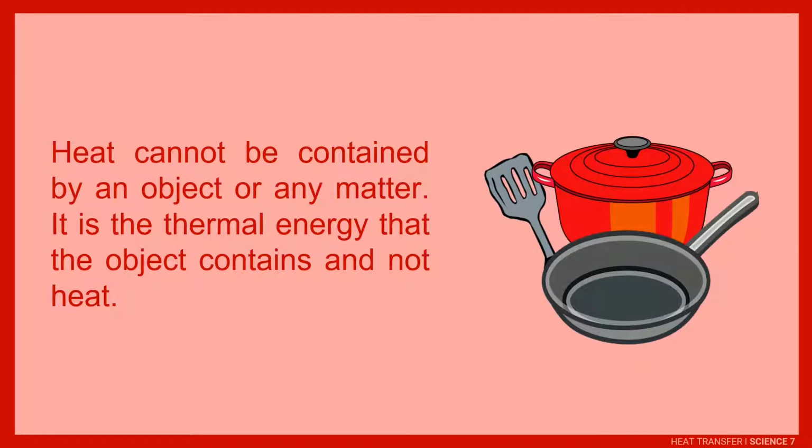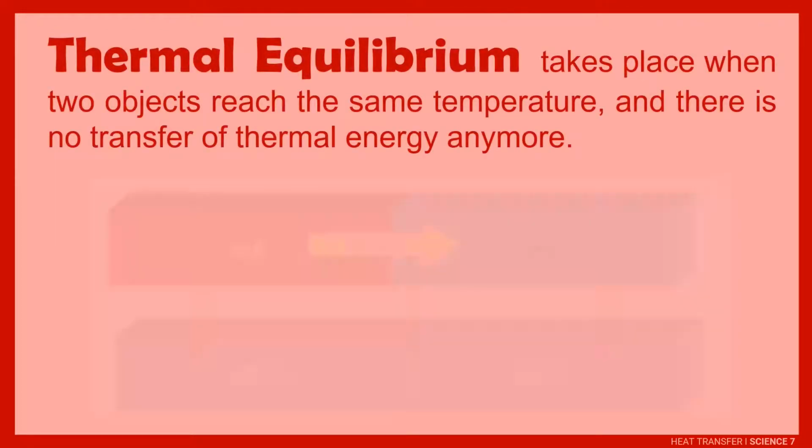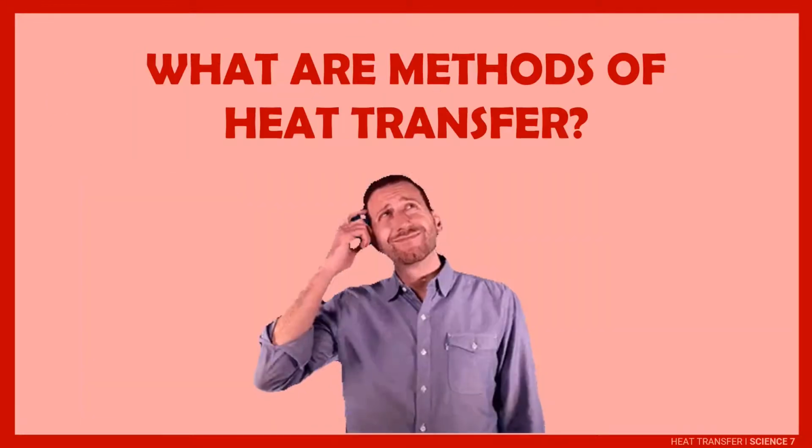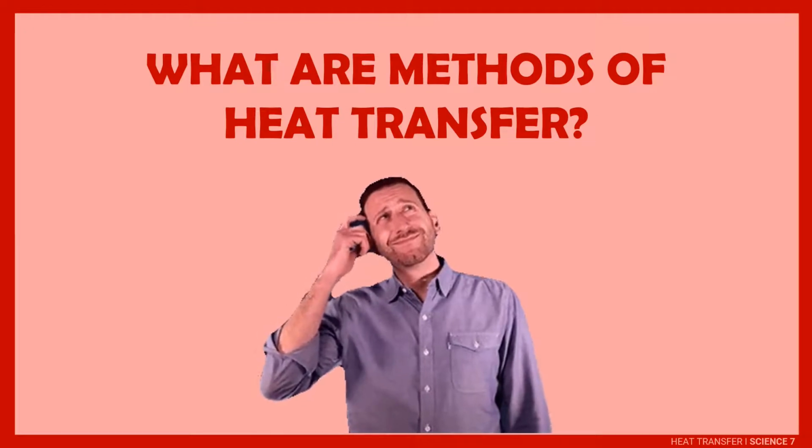When the objects in which heat transfer is exhibited attain an equal temperature, thermal equilibrium has been reached since there is no transfer of thermal energy anymore. Now, you have learned the key concepts about heat transfer. Let us now discuss the methods of heat transfer.